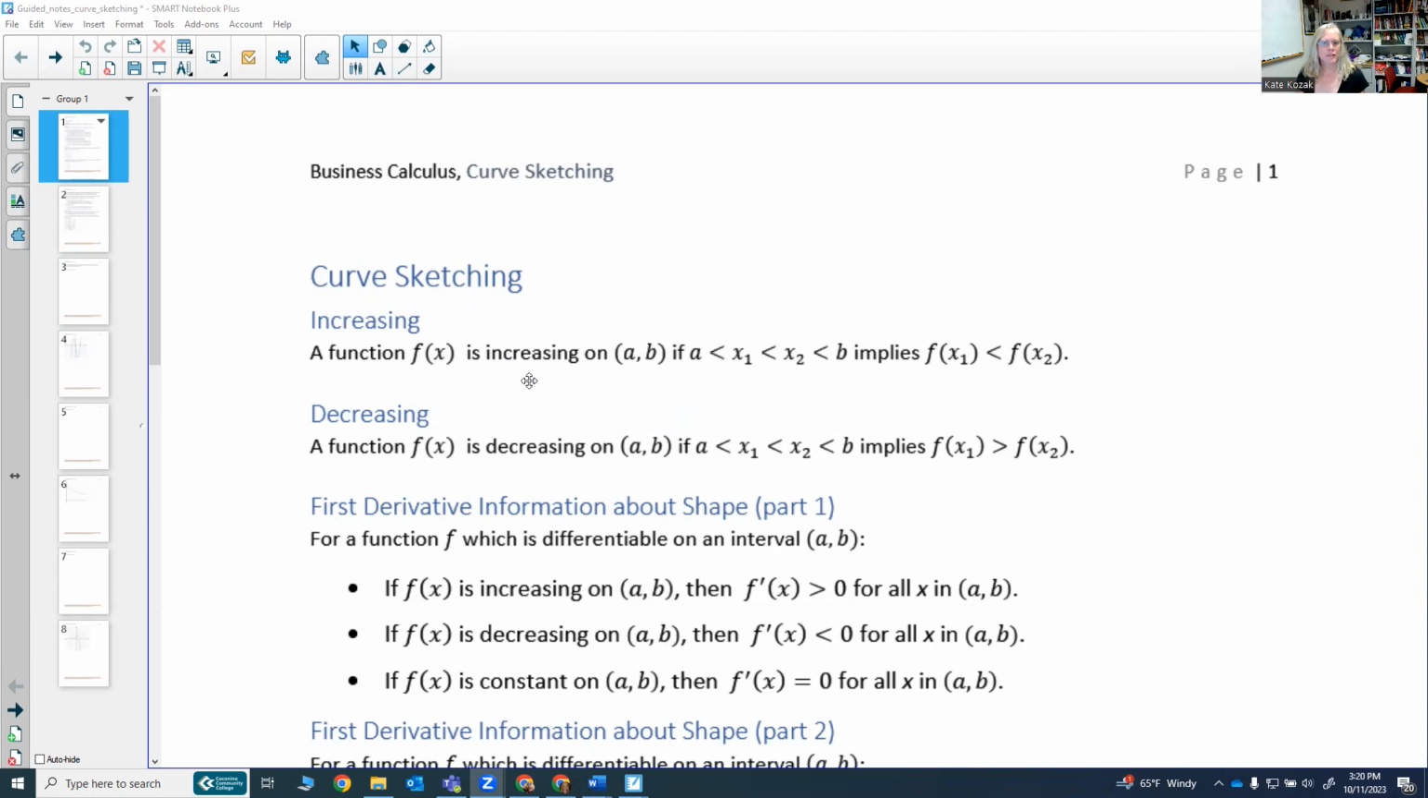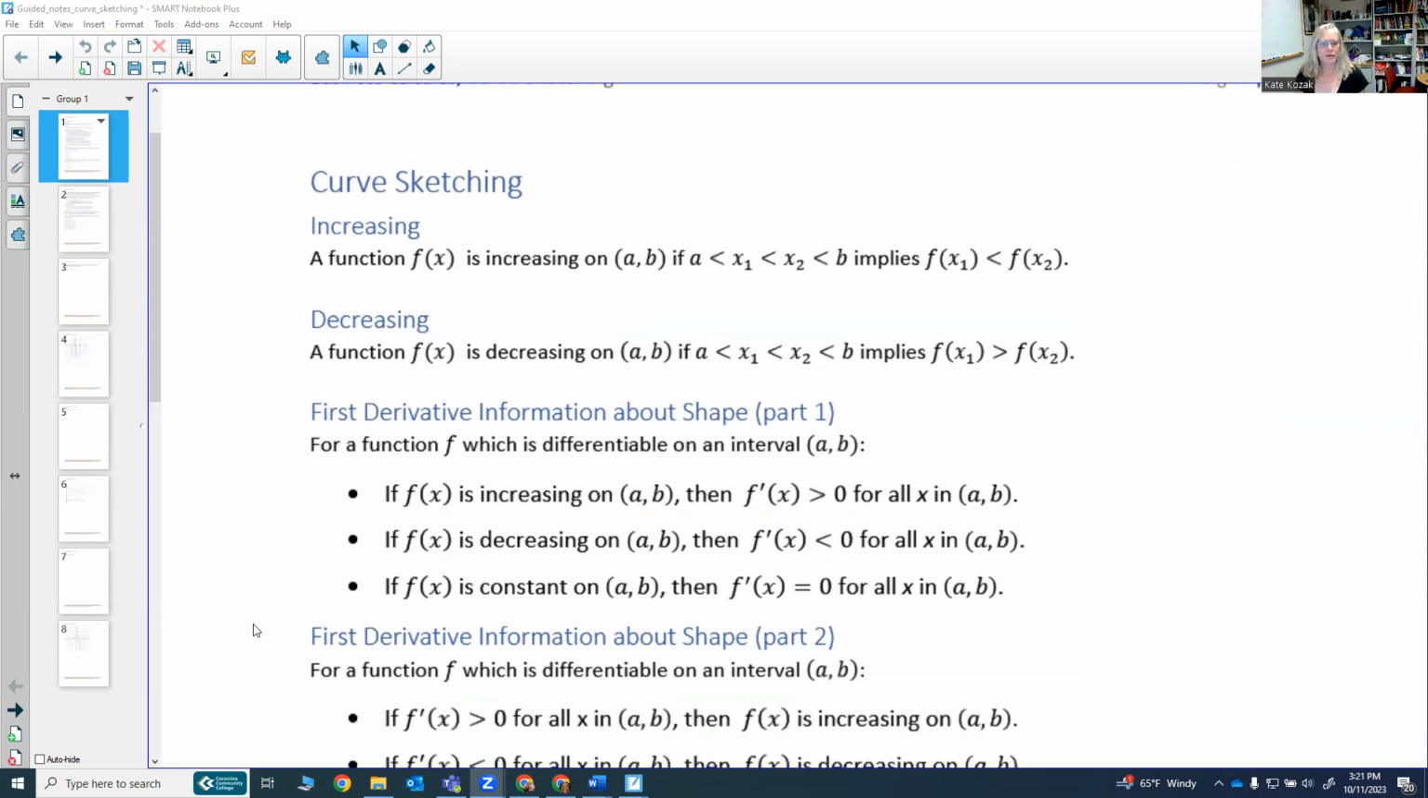Decreasing: a function f of x is decreasing on an interval from a to b if a less than x1 less than x2 less than b implies f of x1 is greater than f of x2. First derivative information about shape, part 1. For a function f which is differentiable on an interval from a to b, if f is increasing on a to b, then f prime of x is greater than 0 for all x in (a, b).